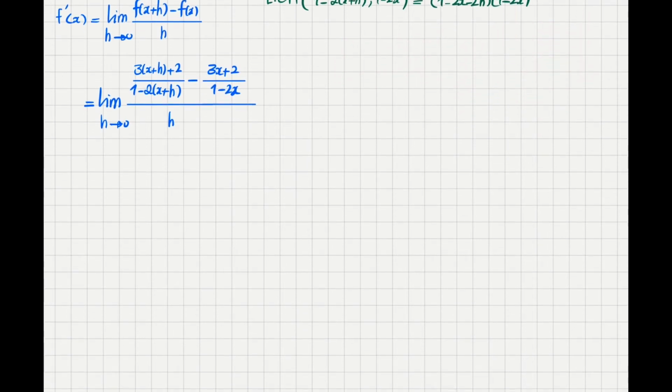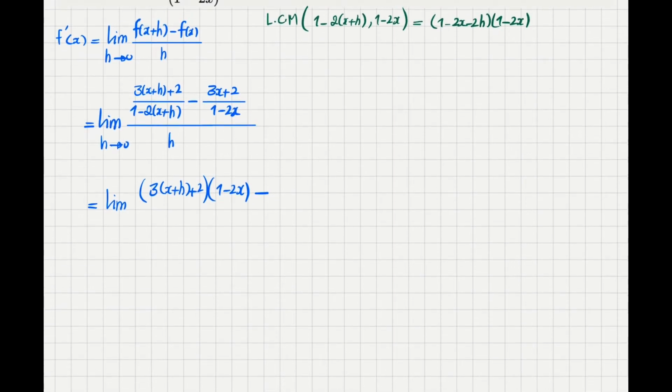So this becomes equal to the limit of 3 times (x plus h) plus 2 multiplied by 1 minus 2x. Then I have a negative sign, so I put the negative sign here. Then this LCM is multiplied by this expression. This 1 minus 2x and this 1 minus 2x will be gone, and this will be left, so that I have to multiply it in the numerator of that fraction.